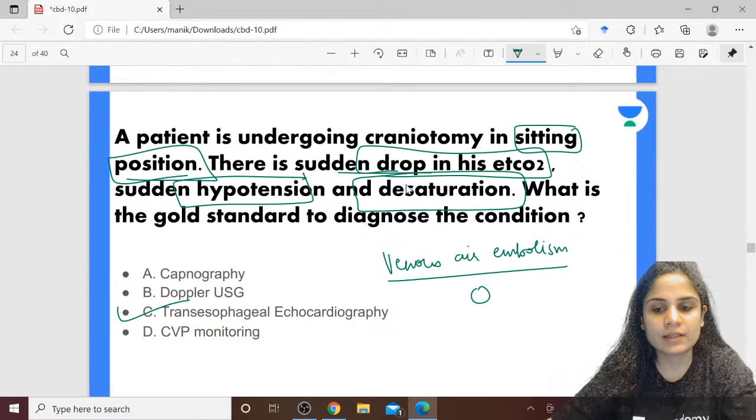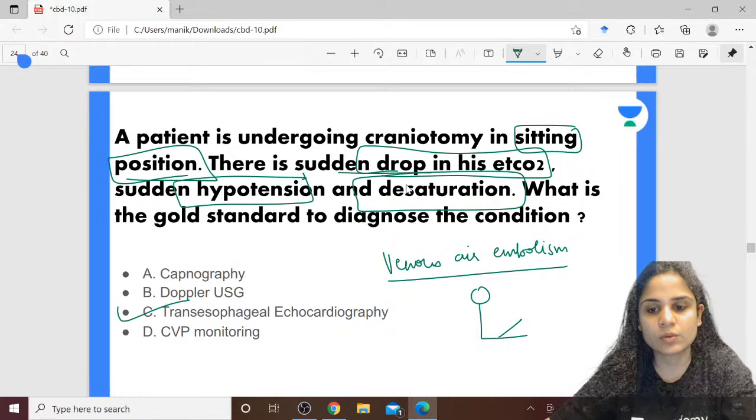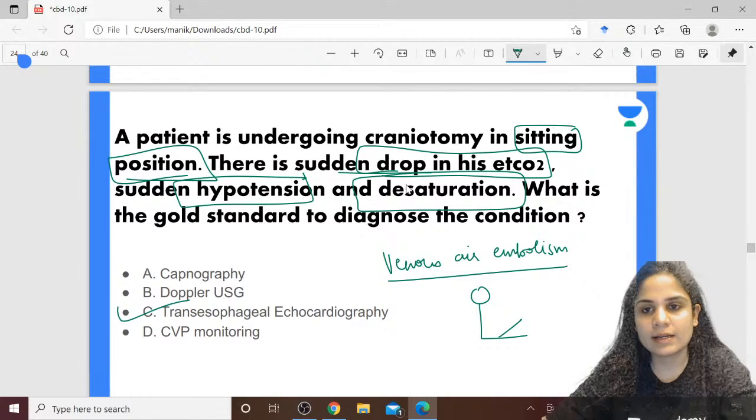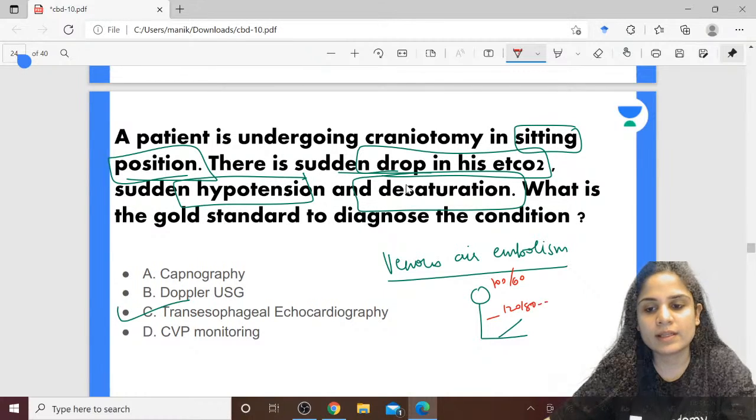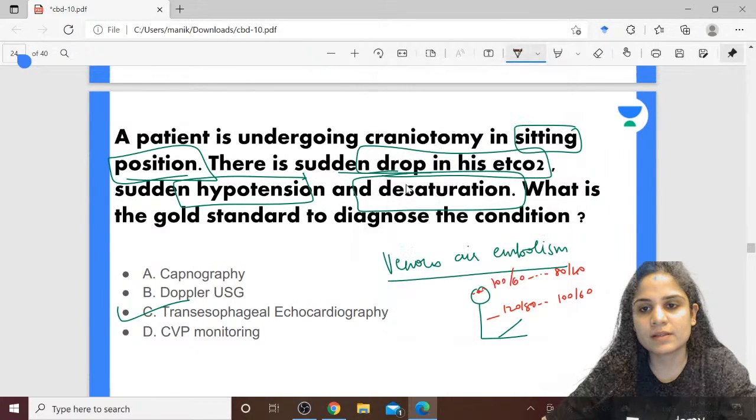Whenever you have someone in the sitting position, just imagine this person is on the OT table in the sitting position. Now at your heart level, if your blood pressure is say 120/80, at the brain level, your pressure because of gravity will be a little less. So it will be 100/60. So when there is bleeding during the surgery, if the pressure goes down to 100/60 here, the pressure can go down to 80/40 at the cerebral level. And all these veins are open in the head. So because of that, what happens? The air enters from outside into the brain. From the brain, it goes down to the neck veins. From the neck veins, it goes down to the heart.